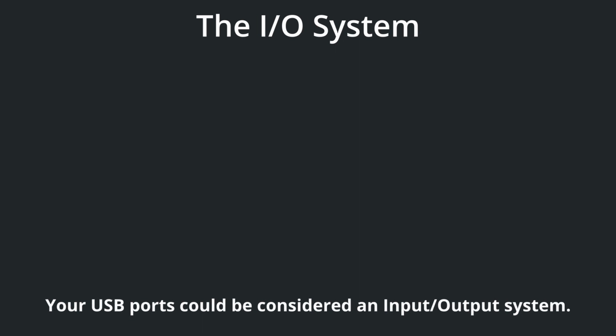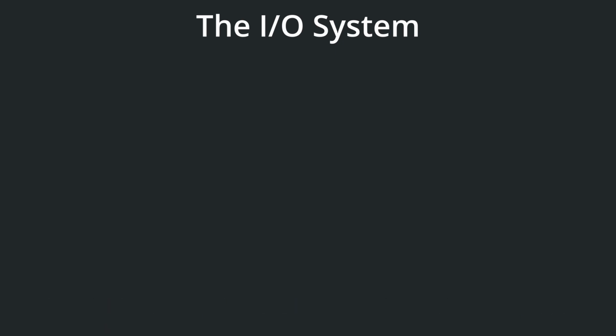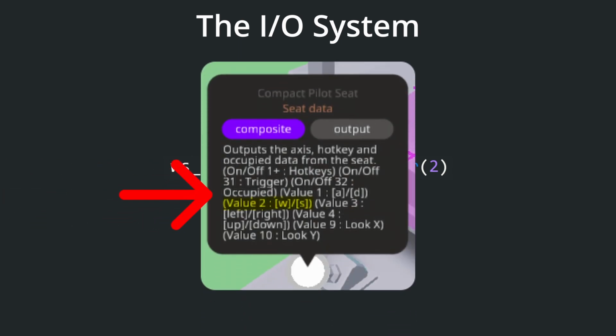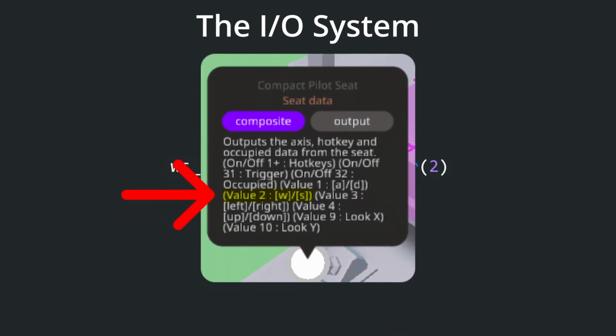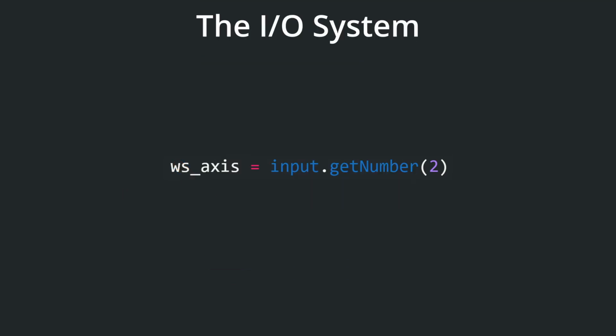In Stormworks, we have a basic input and output, or I/O, system that I hinted at earlier with the composite in and out. In Stormworks, we use this bit of code to get whatever number is on channel 1 of the input composite signal, which in this case is from a seat, and set it to a variable called ws_axis. The ws axis from a seat is on composite channel 2, so that is why there is a number between the parentheses. This is called a function call, which we'll get into more in episode 3.